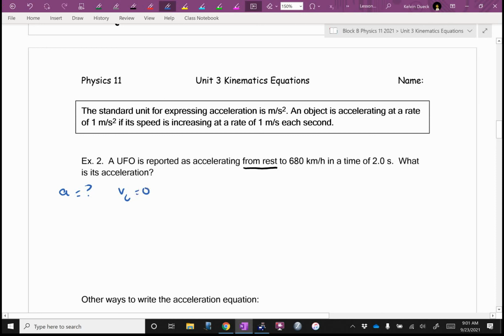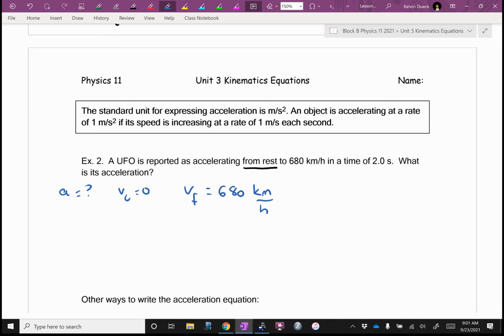By the way, what if the question said came to a stop? VF would be 0, or stopped, or something like that. So those are some physics phrases. This is why I said I'm looking for numbers and physics phrases. Often I'll see a 0 hidden in the question somewhere. So VF, I think, is 680, but that's kilometers per hour. What do I want to convert that to? Something to do with a 3.6.